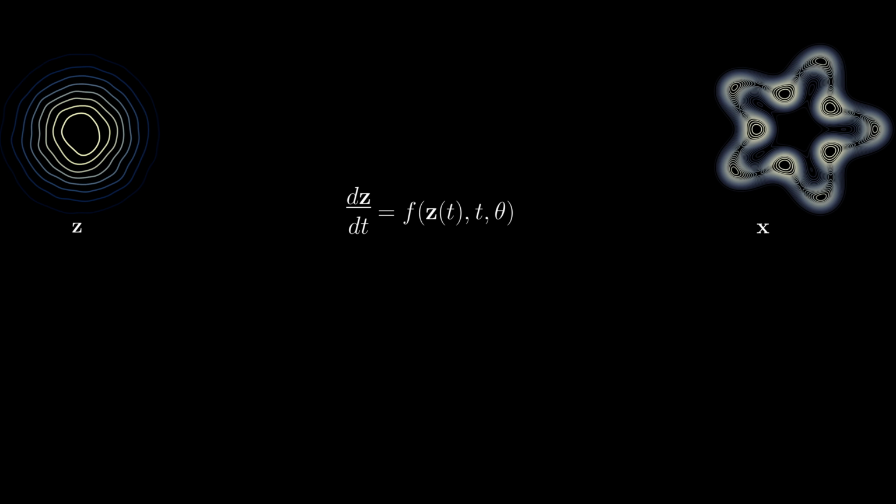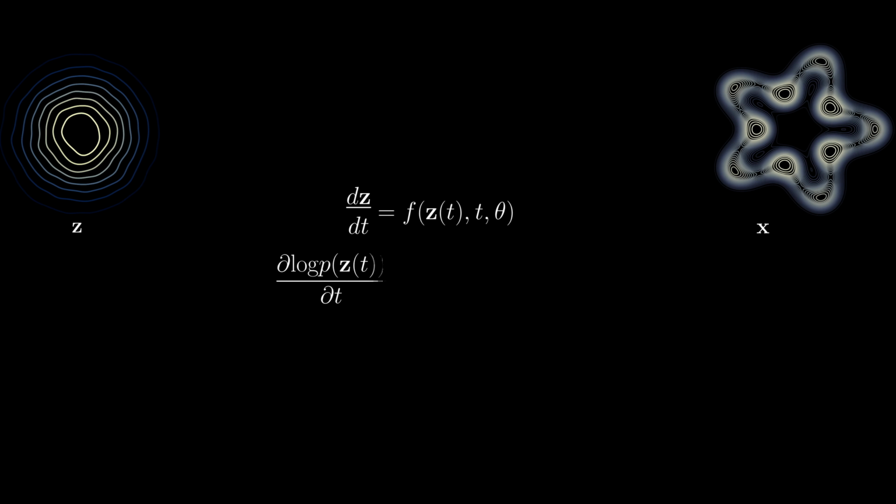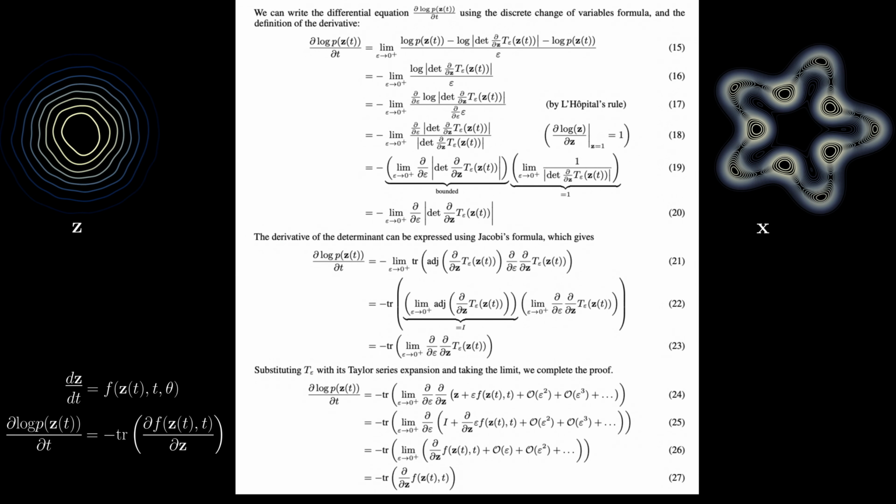When we were working with discrete sequence of layers, the change in log probability was the log determinant of Jacobian. The authors of Neural ODE show that in continuous time case, the change in log probability follows a differential equation, with its rate of change being equal to the negative of trace of Jacobian, under some mild assumptions. The authors also give a proof of this in the appendix of the paper, where they use change of variables theorem, which we covered in much detail in the previous video, as well as the definition of derivative. So in case you want to have a complete understanding of the proof, do go through it.